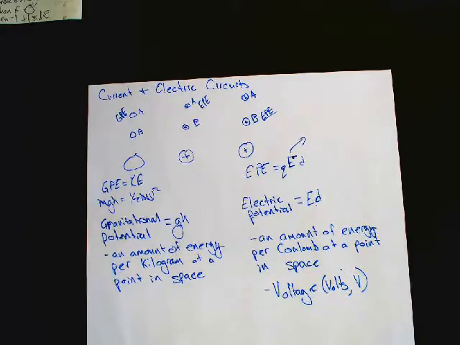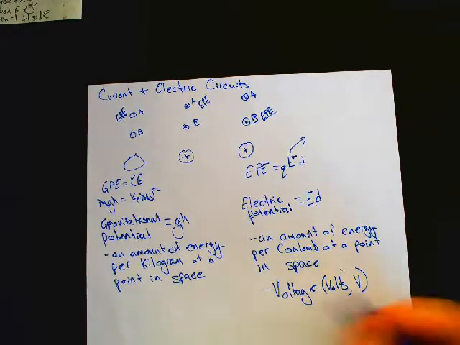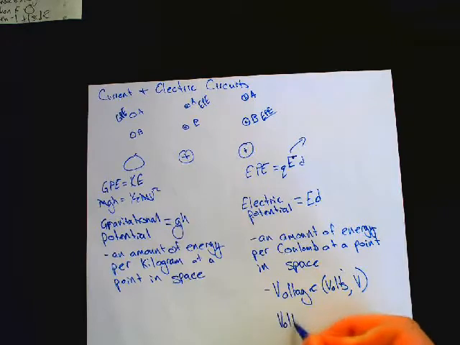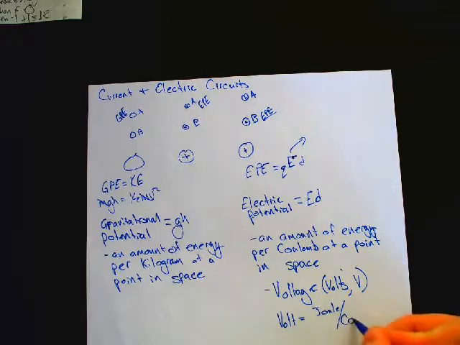So when we talk about 50,000 volts of the taser, what we're saying is that every charge in the taser has 50,000 joules of energy per charge that it carries. So a volt is equal to a joule per coulomb.